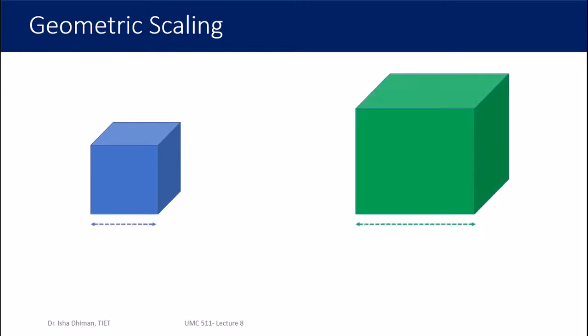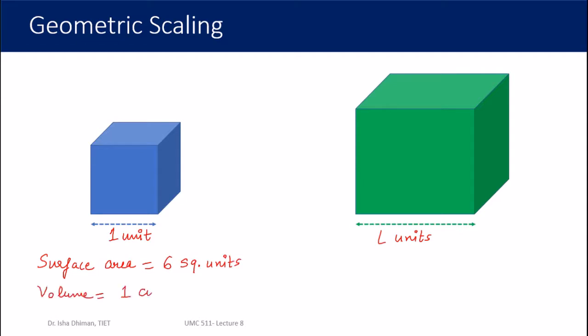But here I'm going to give you a very simple example. Suppose you have a small cube and a bigger cube. Say the length of the side of the small cube is 1 unit, while for the bigger it is L units. Then the surface area we know is 6 square units and the volume is 1 cubic unit, while for the bigger cube it's 6L square and the volume is L cube. So the surface area depends upon the length. L is the controlling parameter, so L is your scaling parameter, you can say.